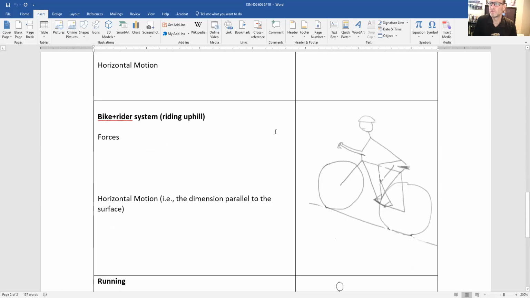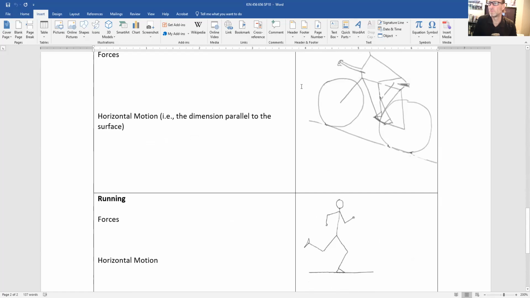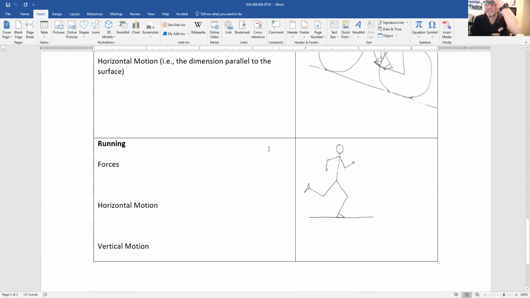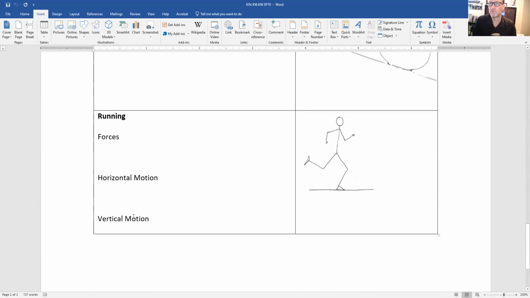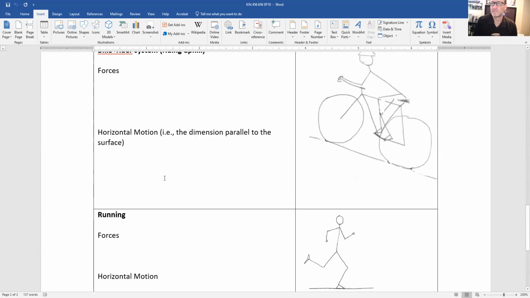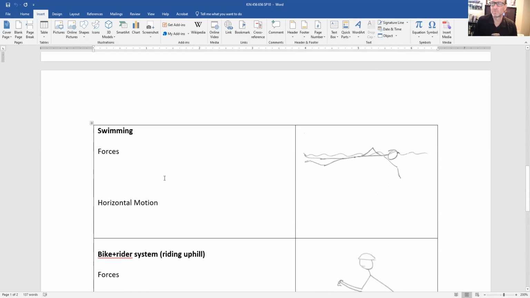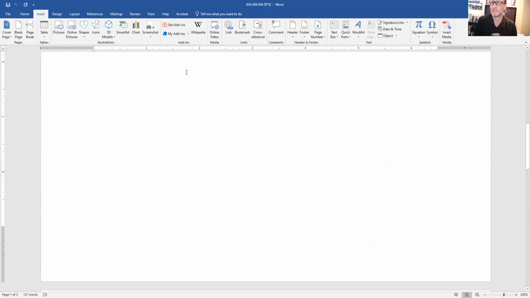Also do biking uphill, okay? And do horizontal motion, or the motion of biking up the hill, not horizontal relative to flat earth. And then do running as well, identify the forces. And then I want you to do two equations, one for horizontal motion and one for vertical motion. Just get in a mindset of biomechanics of these three sports. And I think that will be helpful.